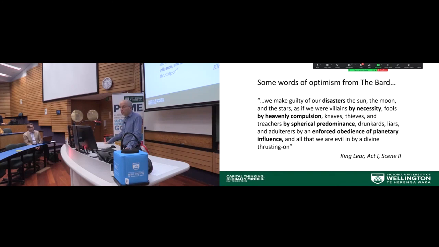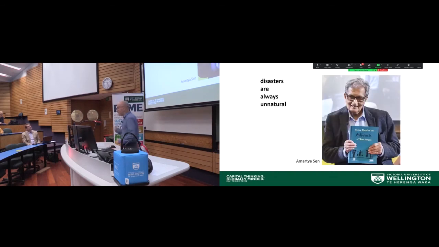Now that's an optimistic message, because if it's our fault, if these things are because of us, then we can do something about them. If it's just the wrath of God, or as Shakespeare said, heavenly compulsion or spherical predominance, whatever that means, then there's not much we can do about it. But Shakespeare is trying to say, no, it's not that. It's our disasters.